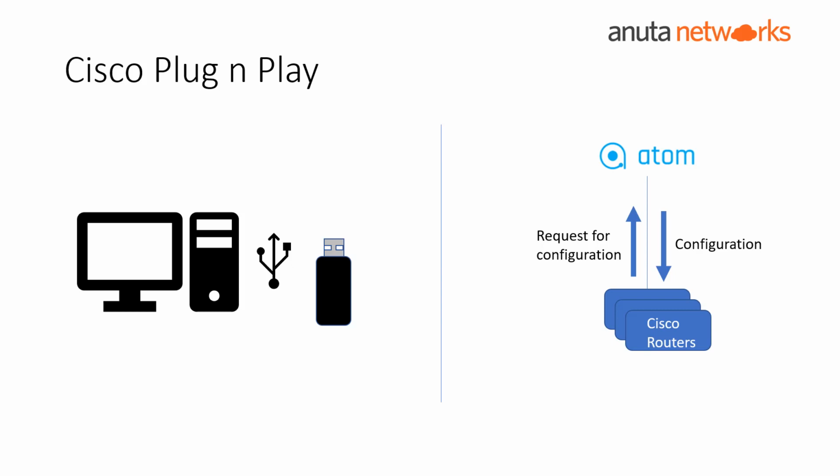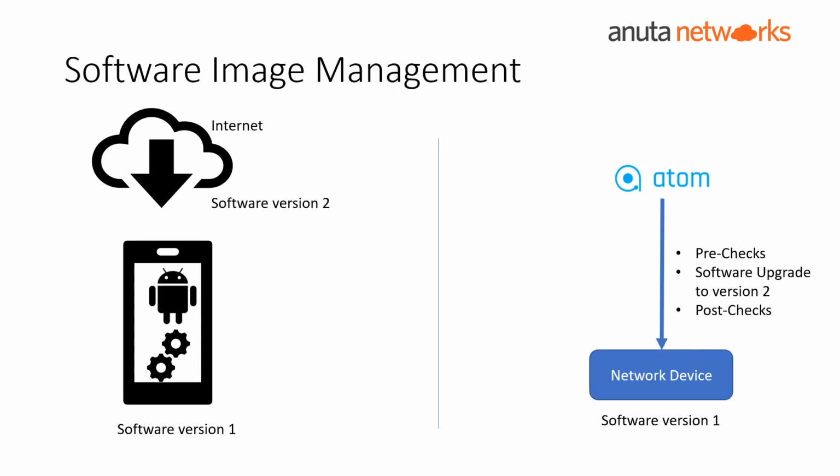Similarly, in Cisco Plug and Play, Atom acts like a plug and play server, similar to the Windows server we just discussed. Once the device connects to Atom, it identifies itself with its serial number. And once Atom verifies the serial number with its database, it pushes the configurations to the device to make it operational in no time.